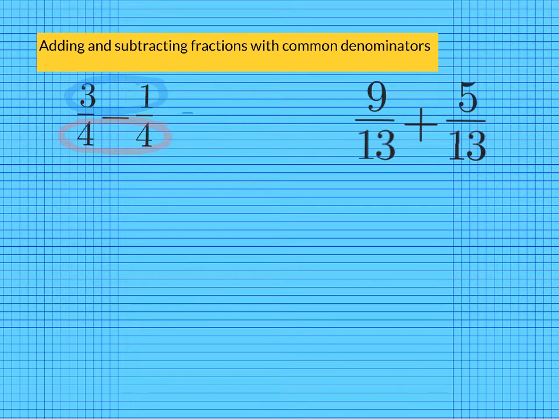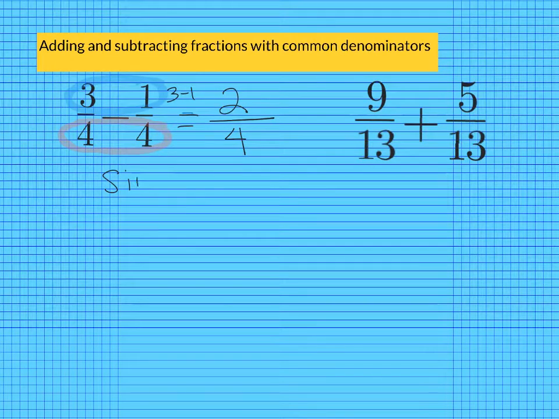When I write my answer, I'm going to draw my fraction, and my denominator is just going to stay the same. My numerator is the answer to this equation. So think about 3 minus 1. 3 minus 1 is 2. So 3/4 minus 1/4 is 2/4. But this isn't our final answer. It's the correct value, but there's something we can do.